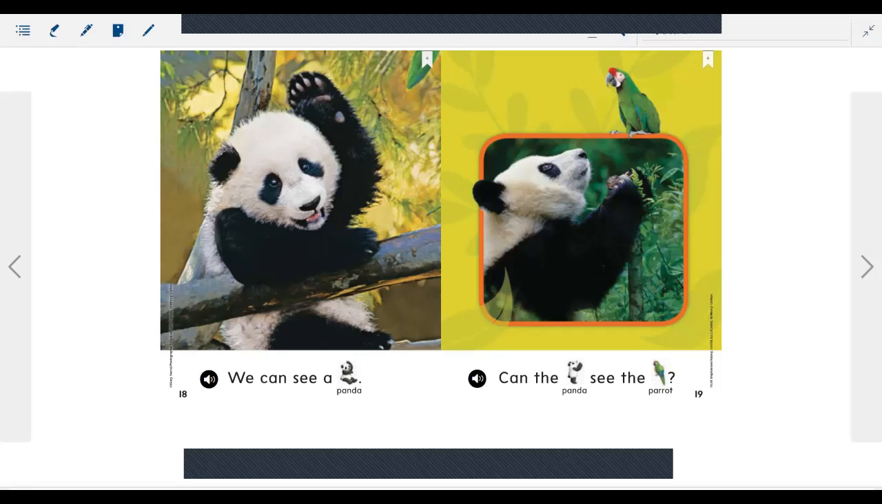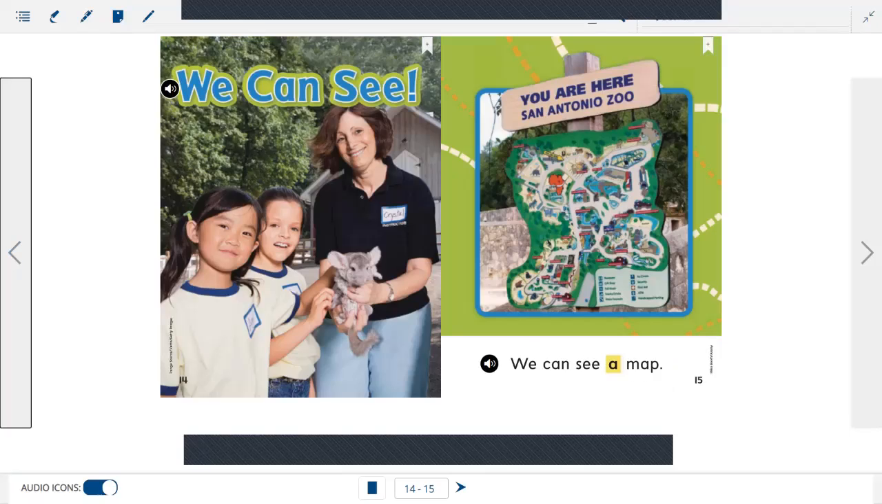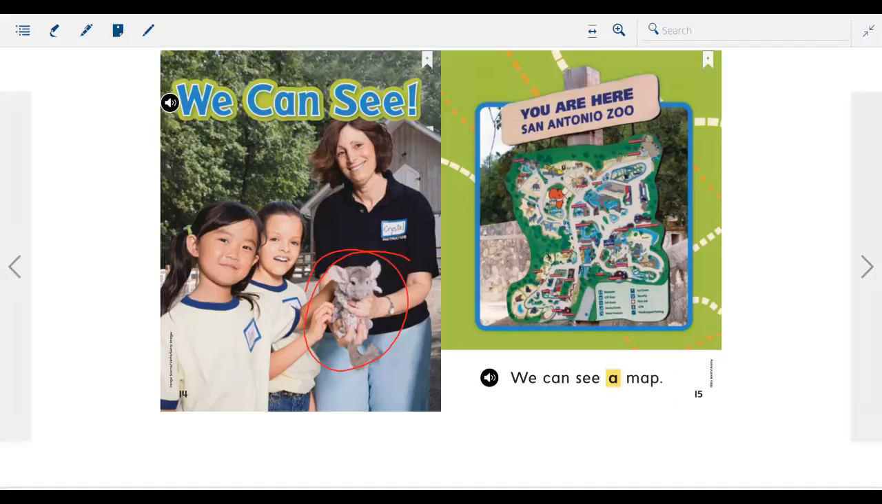Now, let's look at this picture here. So, when I read this story, I was thinking about the children exploring the zoo. So, it looks like they use their hands to touch the koala. See how they're touching that koala? And it looks like they use their eyes to see the other animals.